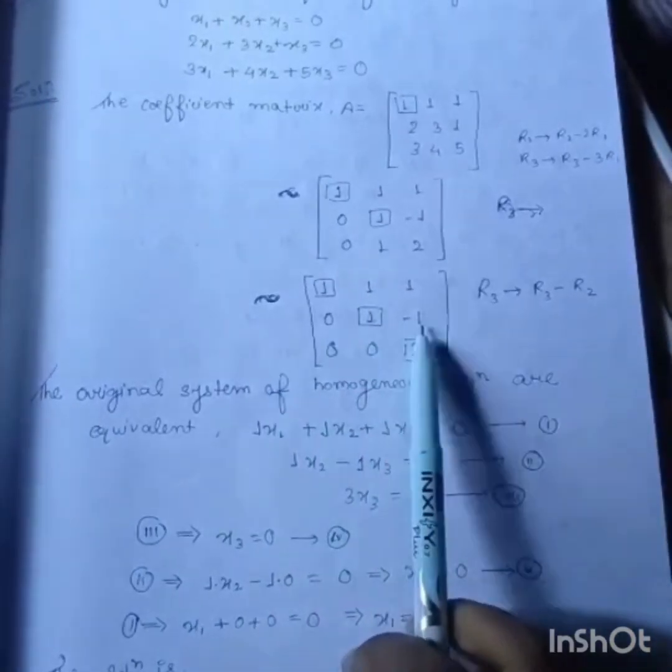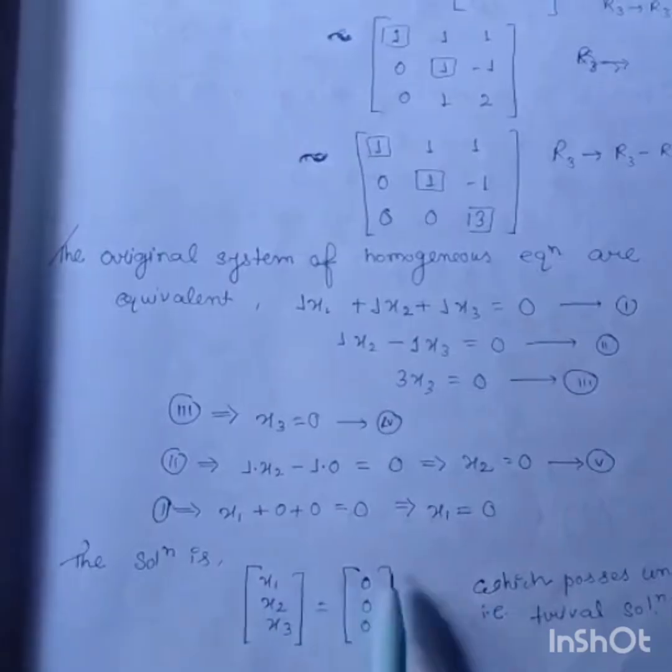The original system of homogeneous equations is equivalent to 1x1 plus 1x2 plus 1x3 equal to 0, 1x2 minus 1x3 equal to 0, 3x3 equal to 0. Equations 1, 2 and 3. x3 equal to 0, x2 equal to 0 and x1 equal to 0. The solution is x1 equal to 0, x2 equal to 0 and x3 equal to 0. This is the general solution.